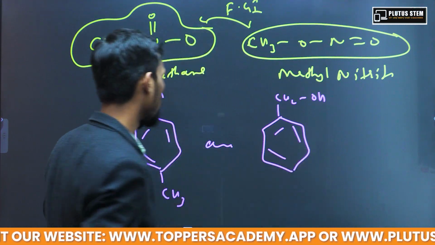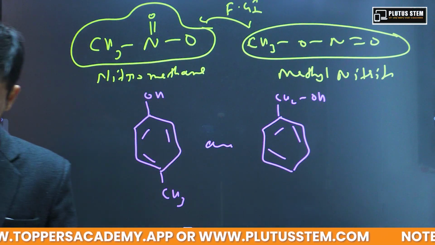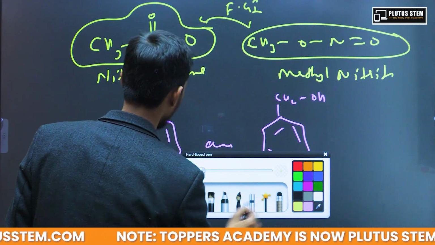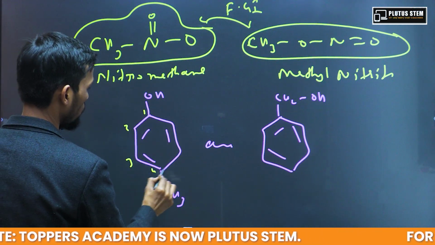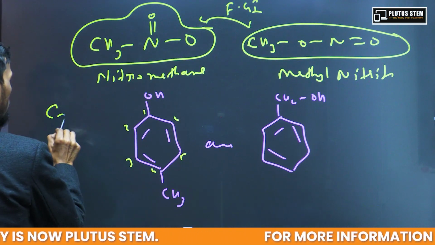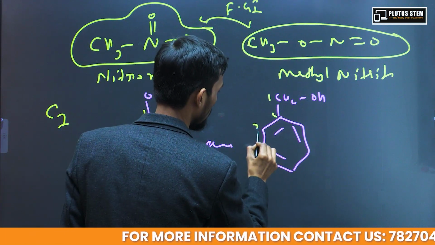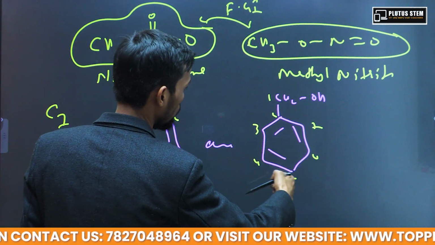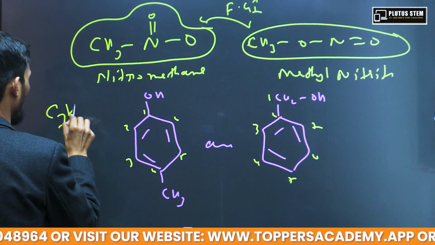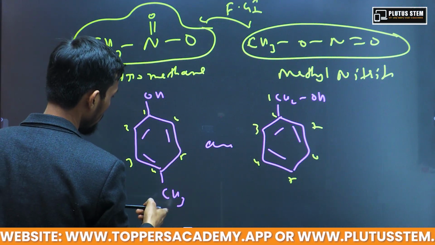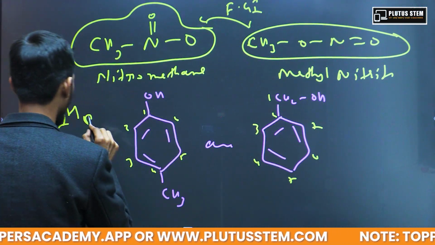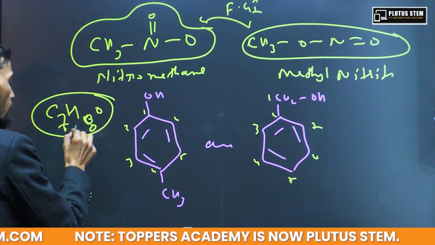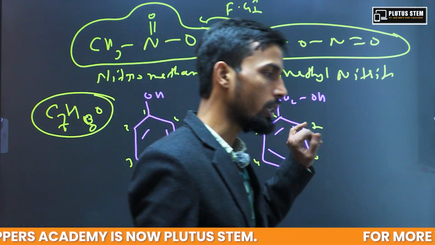What is the relation between these two compounds? If you see the molecular formula, here 1, 2, 3, 4, 5, 6, 7 carbons. Over here also 7 carbons. Hydrogens are 1, 2, 3, 4, 5, 6, 7, 8, and oxygen 1. C7H8O. This is the molecular formula. Both have the same molecular formula.